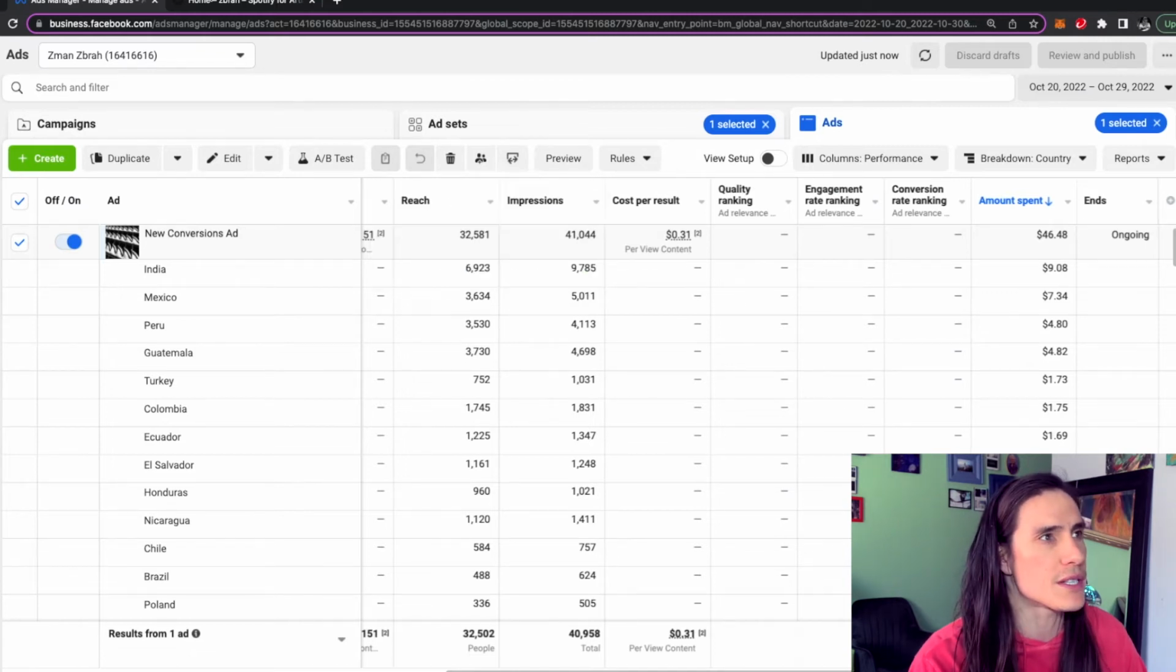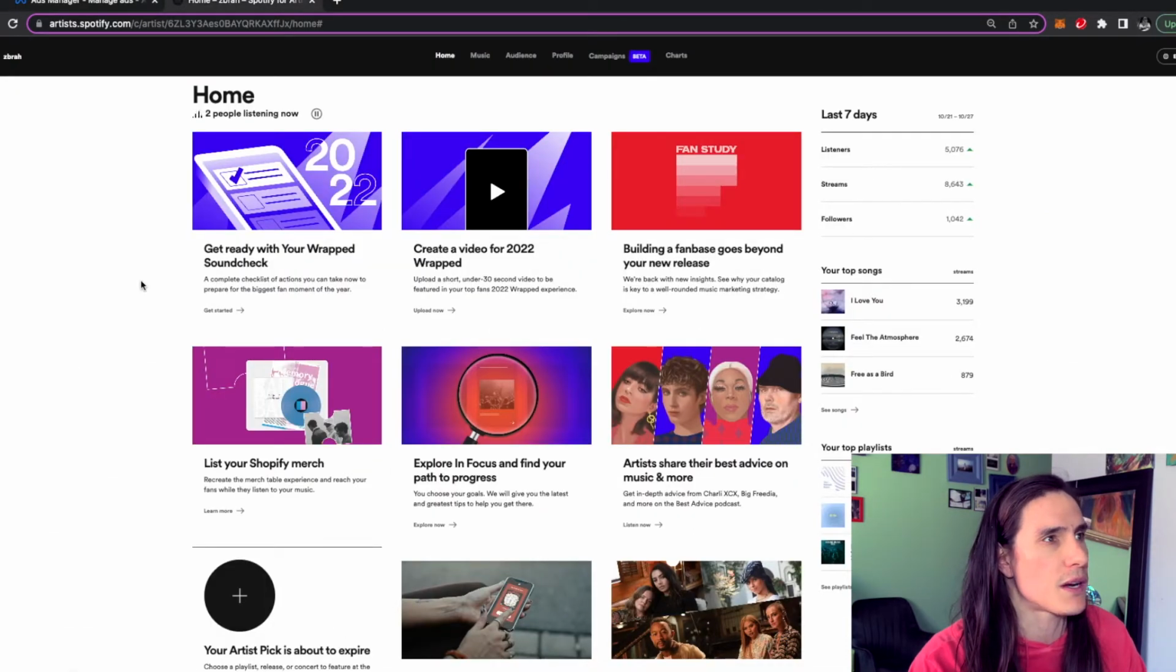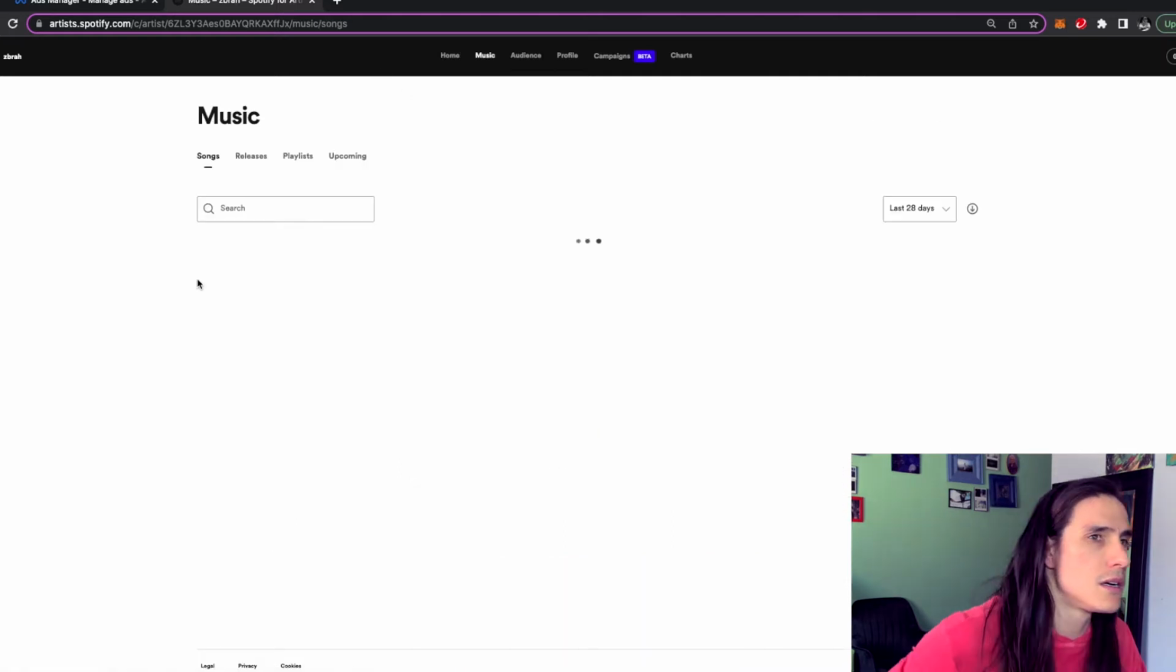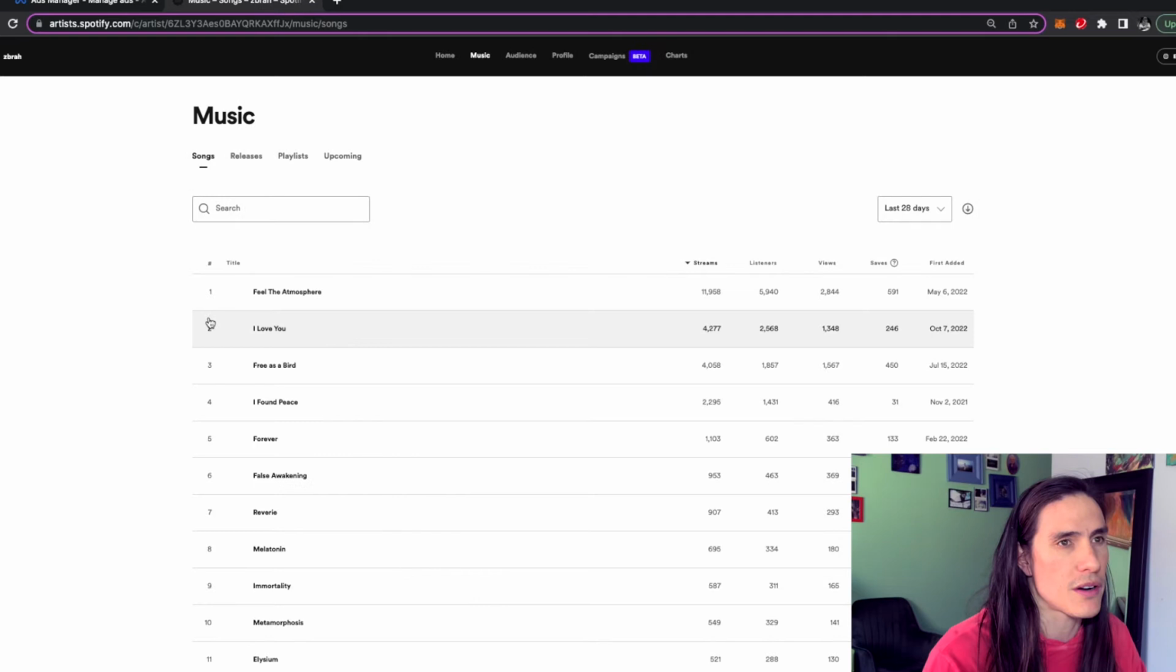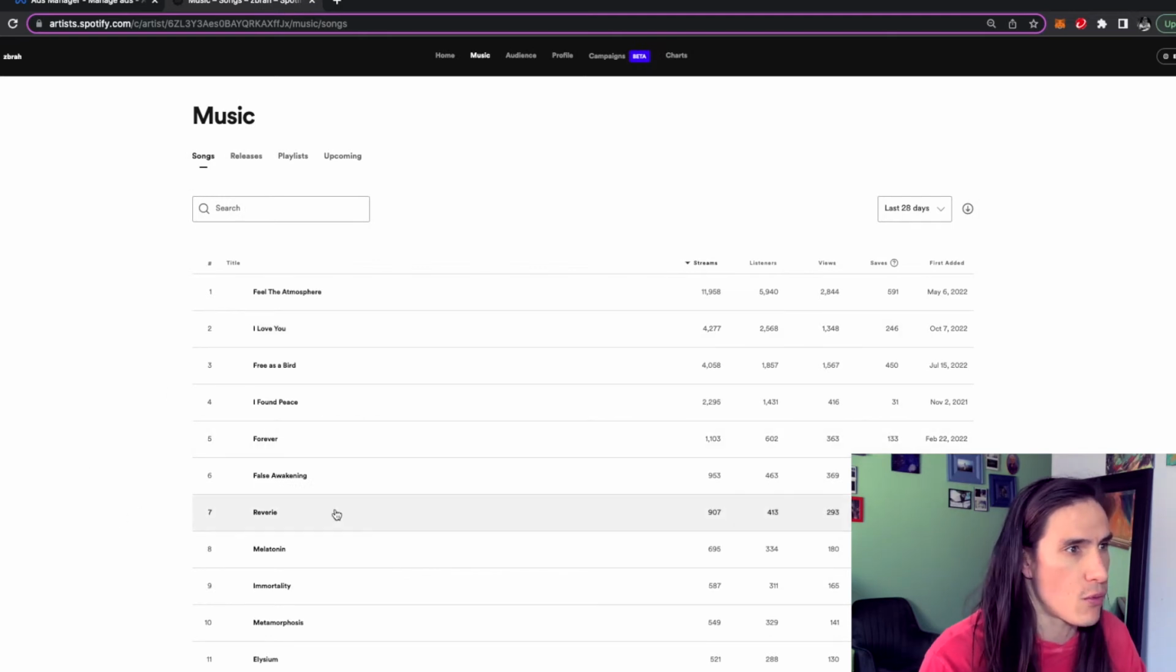So what I would do is look at this. Okay, $9 out of 46. That's quite a bit. 7 out of 46, that's a fair amount. And Guatemala and Turkey too. So I look at those 4 countries. I'd go into my Spotify for Artists. Here I'm on my Spotify for Artists. I'd click on music, and I would go into the song that I am running an ad for, which I said was Reverie.